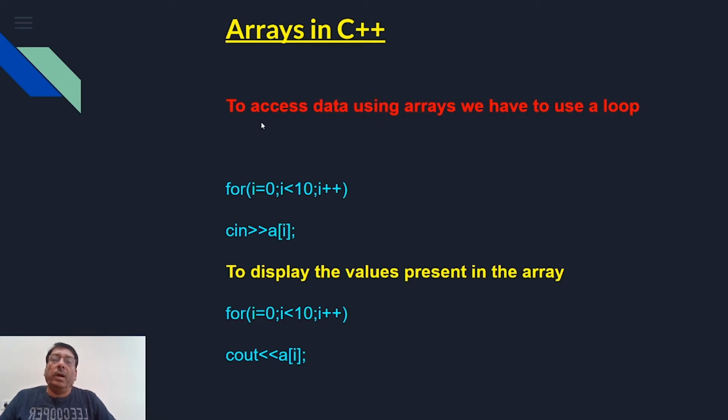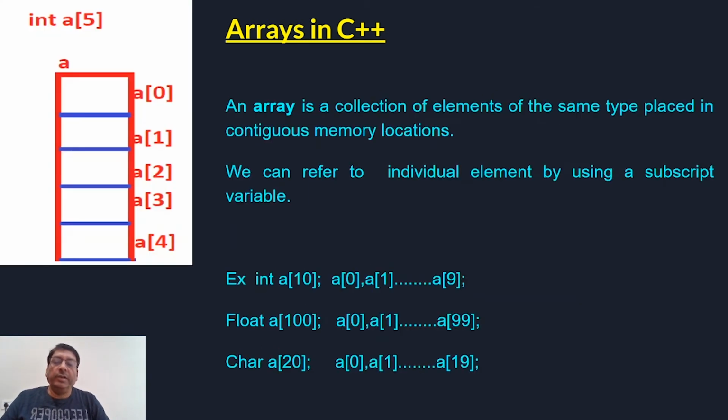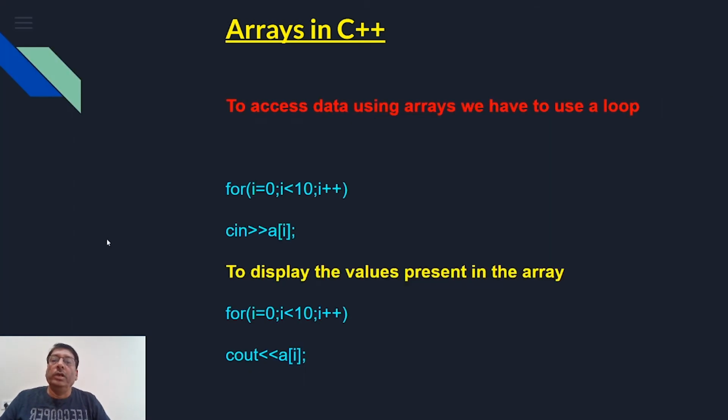So how do we access the data that is present in an array? For example, when you want to accept data and store it in this array, you have to store the first value in A of 0, the next in A of 1, then A of 2, A of 3, A of 4, and so on. Instead of saying cin in A0, A1, A2, A3, A4, you can write a for loop where you start the value of I with 0 and go up to 4 or up to 10 accordingly.